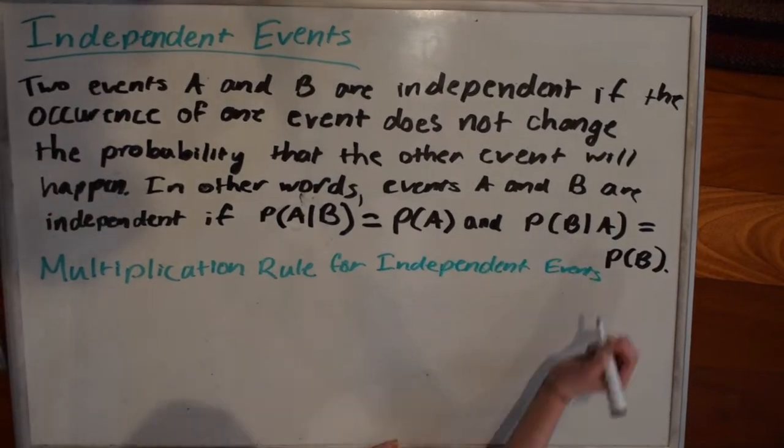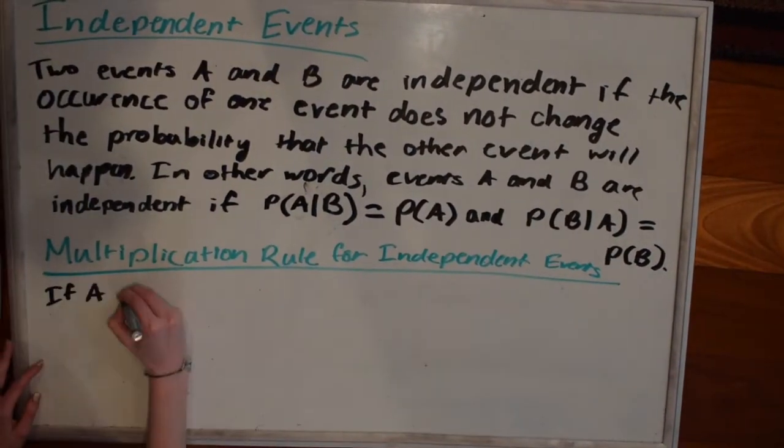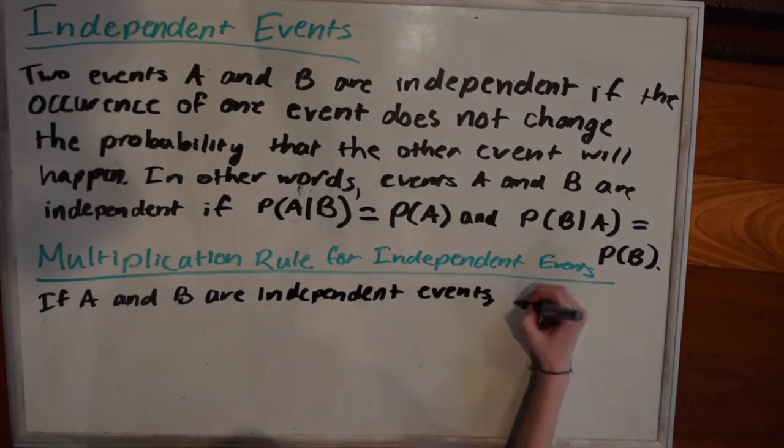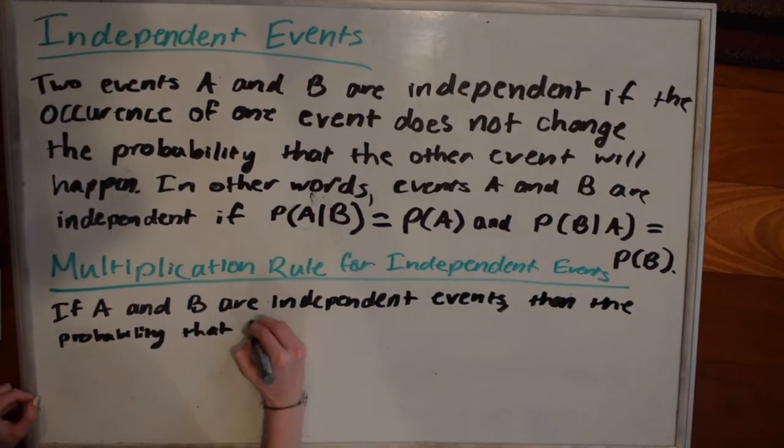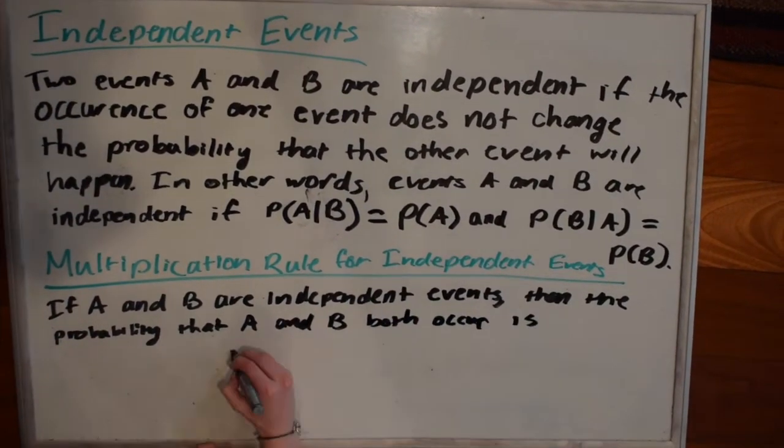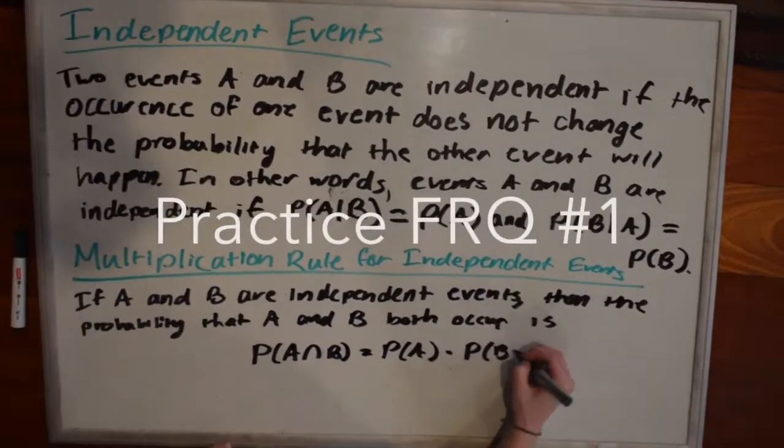Multiplication rule for independent events. If A and B are independent events, then the probability that A and B both occur is the probability of A and B equals the probability of A times the probability of B.